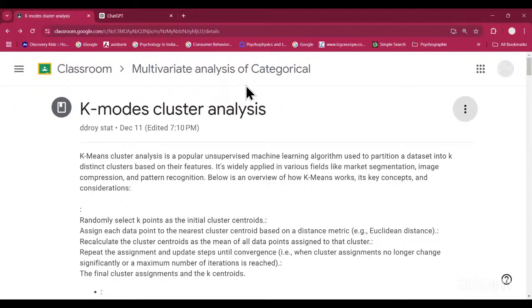Is it visible to you? Yes, sir. K-Modes cluster analysis? Yes, sir. Okay. Visible.